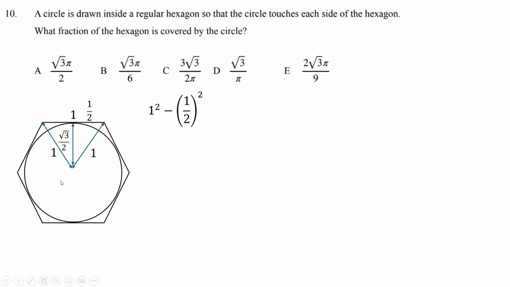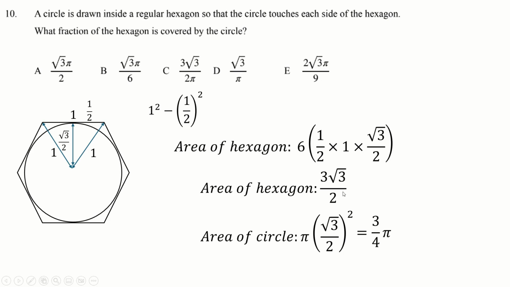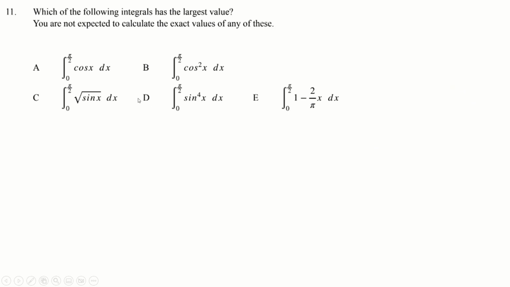The area of the hexagon is just 1, 2, 3, 4, 5, 6 of these triangles. So that's 6 times a half times 1 times root 3 over 2, which turns out to be that. And the area of the circle is just pi times this thing squared, which is that. And so therefore, the amount covered is just this over this. Now, to do this, this 4 comes down here, and this 2 jumps way up to the top. So this makes 6 pi over 12 root 3. Of course, that's just half down to that. And then we can rationalize this, and we'll end up with this if we do. And the answer will be B. This is a really cool question.